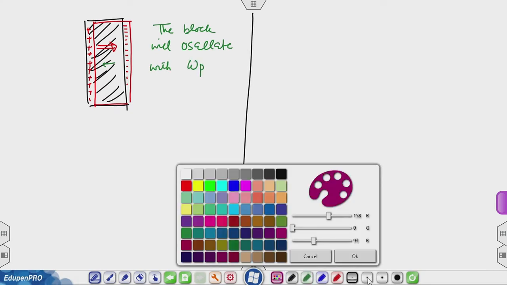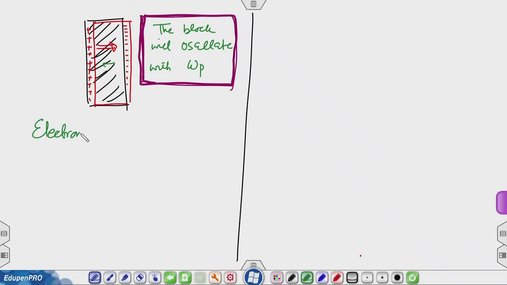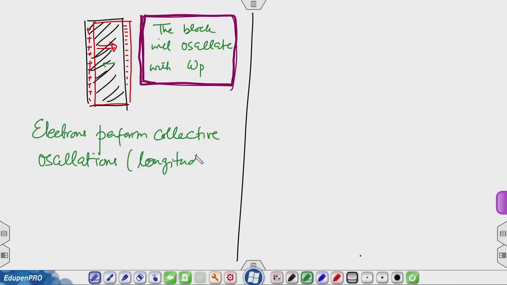I want you to show this. All these purple boxes are for you to work out. This is a standard problem. So, this is a collective oscillation. So, electrons perform collective oscillations, and these are longitudinal, of omega equals omega p. That is number 1.